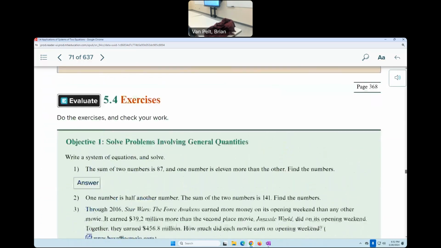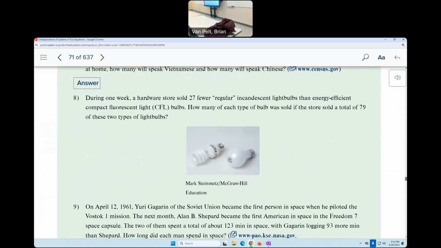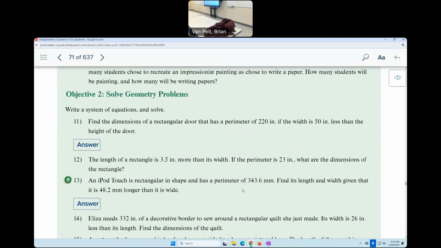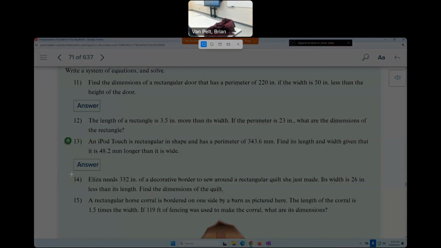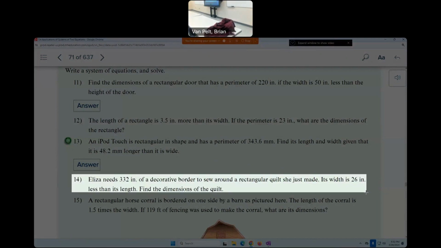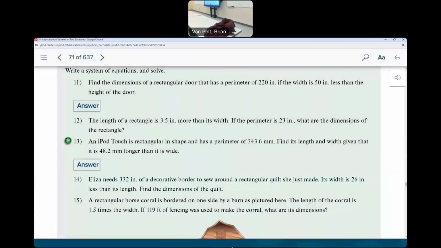Objective 2, here we are. So I'll give you Eliza and her quilt.